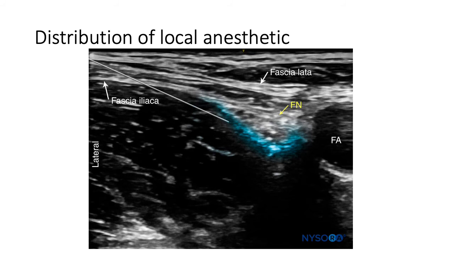Here's what the distribution of local anesthetic surrounding the nerve looks like after injection. The blue illustrates what the local anesthetic would look like surrounding the nerve. You can see for this image, the provider inserted the needle deep to the nerve. Remember, you can also insert the needle above the nerve and inject there.